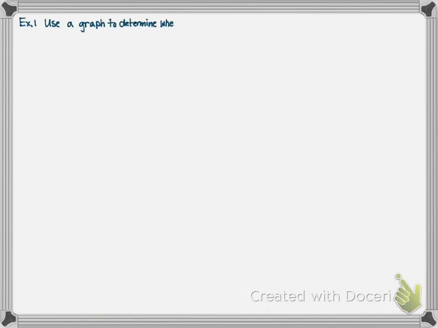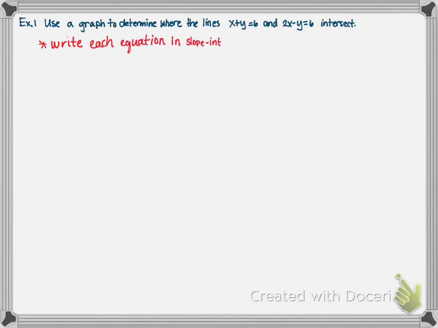Okay, let's look at an example. Let's use a graph to determine where the lines x plus y equals 6 and 2x minus y equals 6 intersect. The first thing we're going to do is to write each equation in slope-intercept form. That means get y by itself.